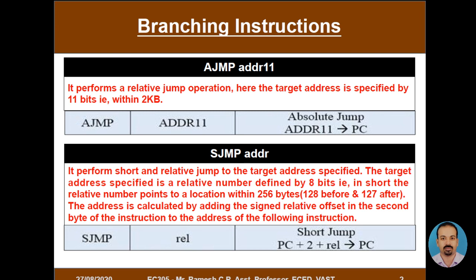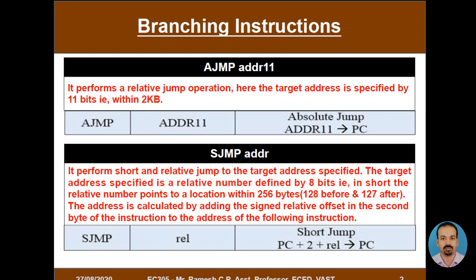So this means AJMP, absolute jump, to the 11-bit address. When this instruction is executed, from the current location the program control will be transferred to the new address location, which is mentioned by the 11-bit address specified in the instruction.